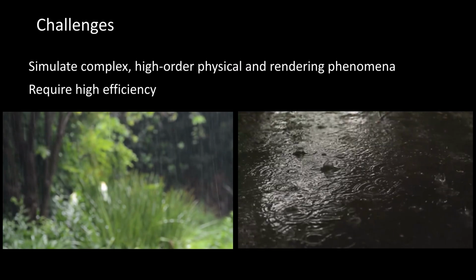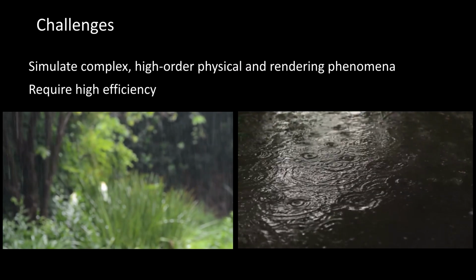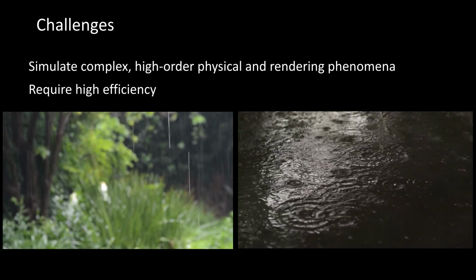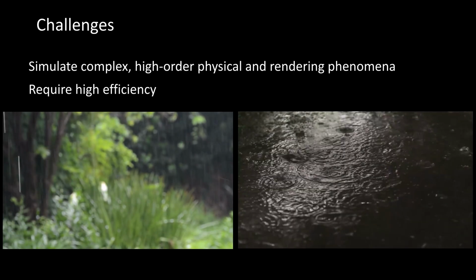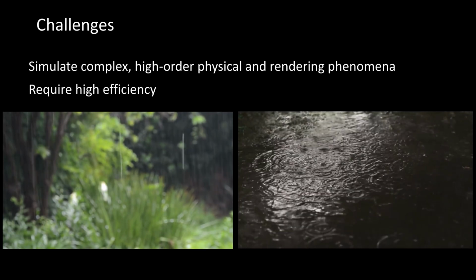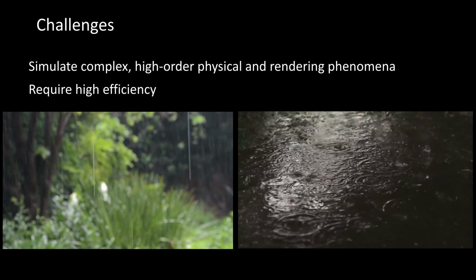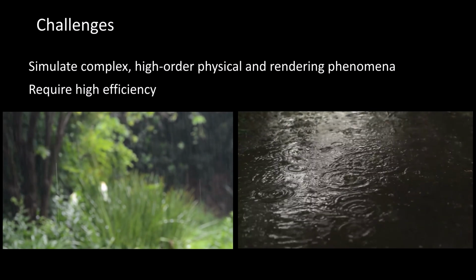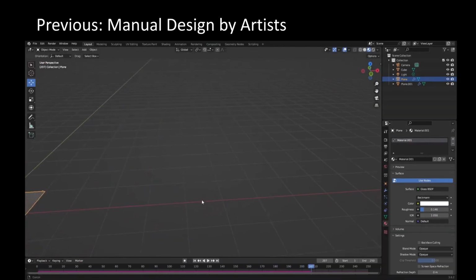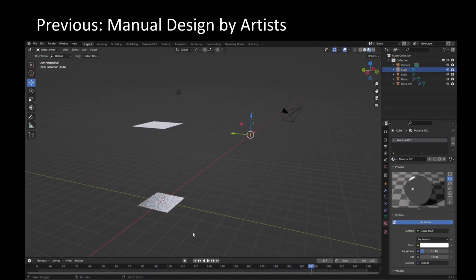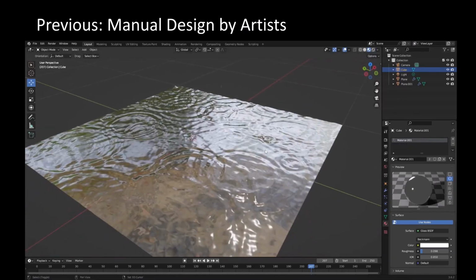However, realistic rain synthesis is highly challenging, as it involves complex, high-order physical and rendering phenomena, like rain streaks, water accumulation, ripples, reflections and refraction, while also requiring high computational efficiency. Traditional graphics pipeline can generate realistic rain effects, but relies on skilled artists to carefully set up high-fidelity scenes.